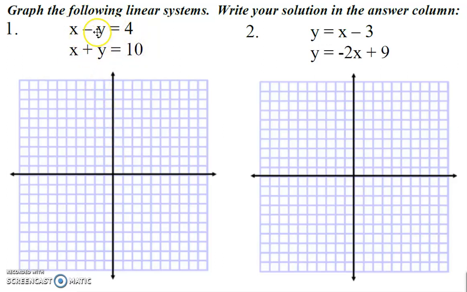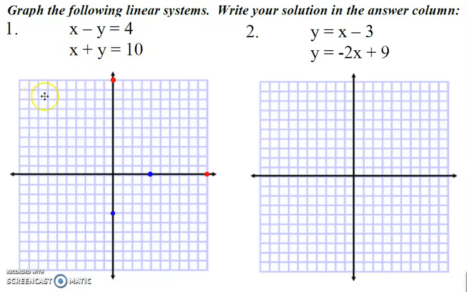These first two are in standard notation, so remember you can find the x and y intercepts by making the other one 0. So the first line here, make x 0 to get the y-intercept, make y 0 to get the x-intercept. Okay, so the x-intercept is 4. The y-intercept, make x 0, is -4. The second line, the y-intercept is 10, the x-intercept is 10.